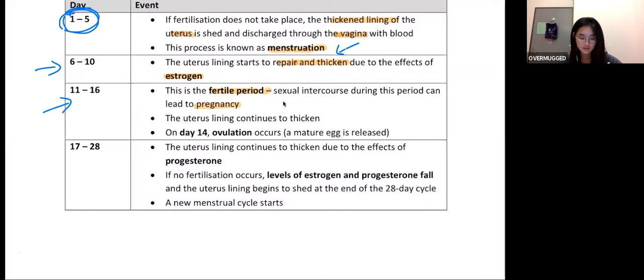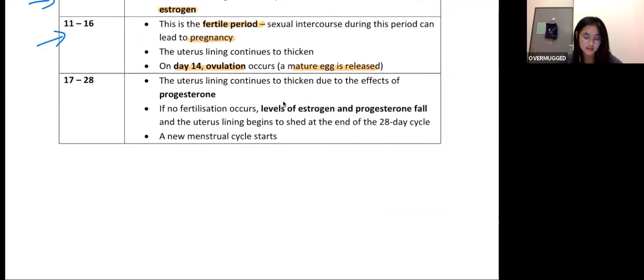And specifically on day 14, that is the day that ovulation happens, which is when a mature egg or ovum is released from one ovary. Okay, can? Then after that, day 17 onwards, we don't need to grow the lining anymore. It has already been repaired, has grown to a sufficient thickness. So progesterone, another sex hormone, is going to maintain the lining.